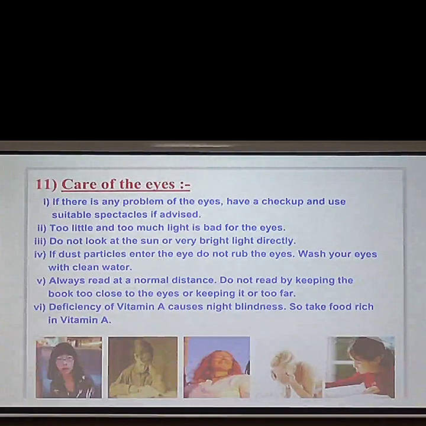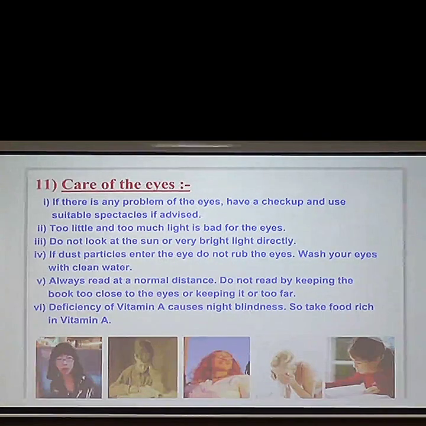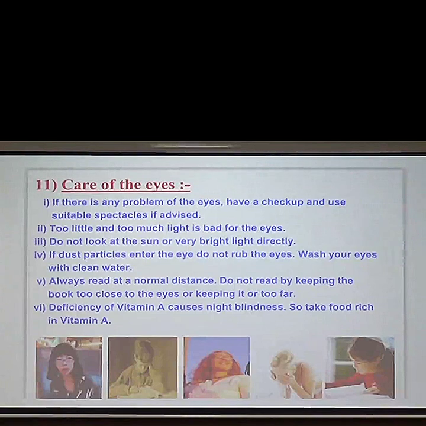Always read at a normal distance. Do not read by keeping the book too close to the eyes or keeping it too far. Deficiency of vitamin A causes night blindness, so take food rich in vitamin A.